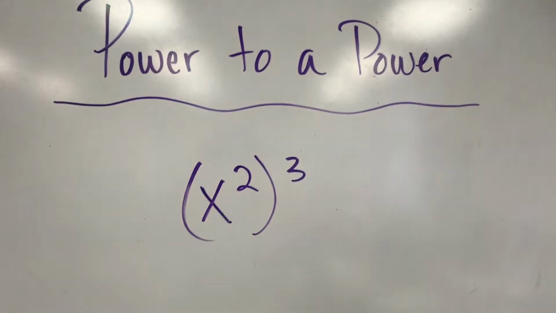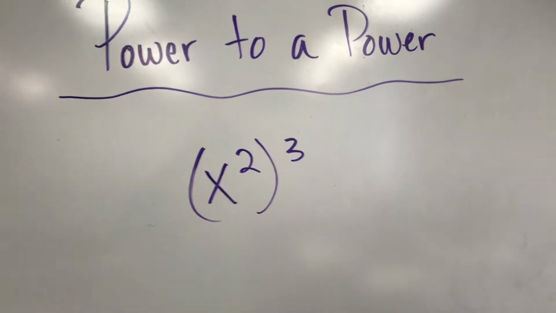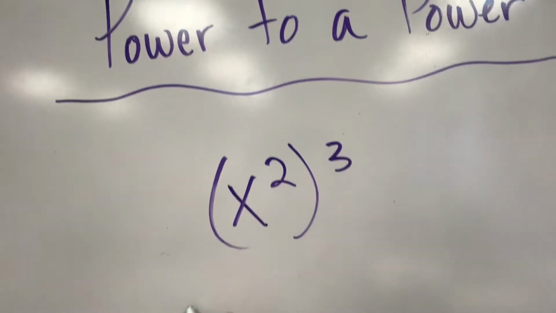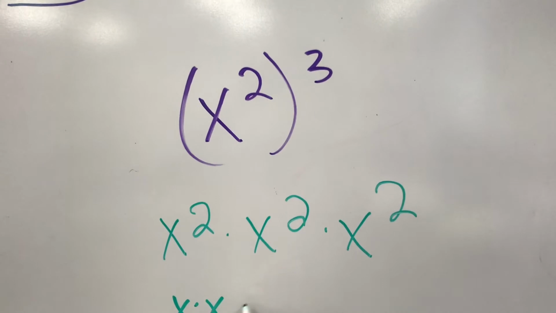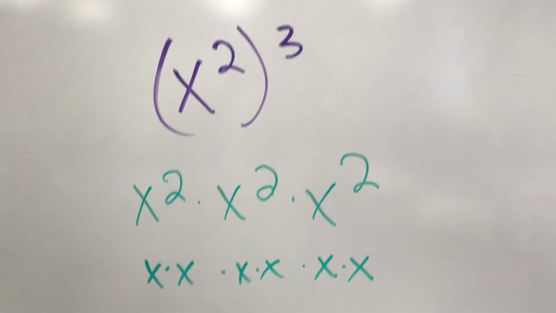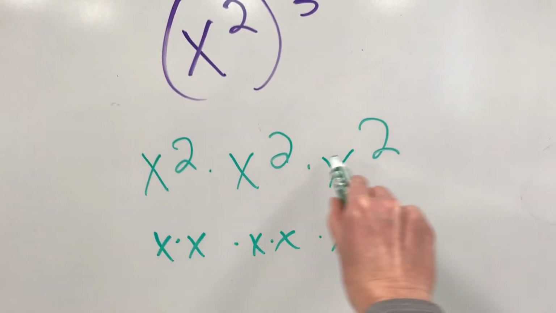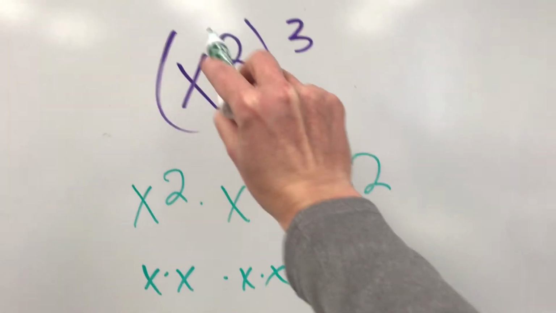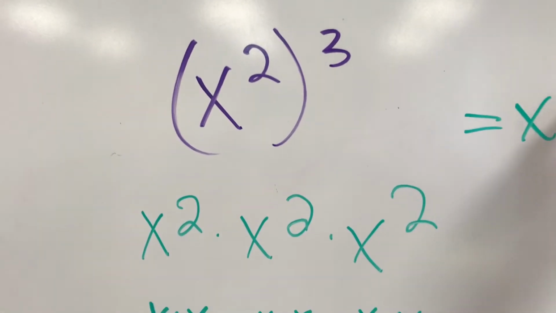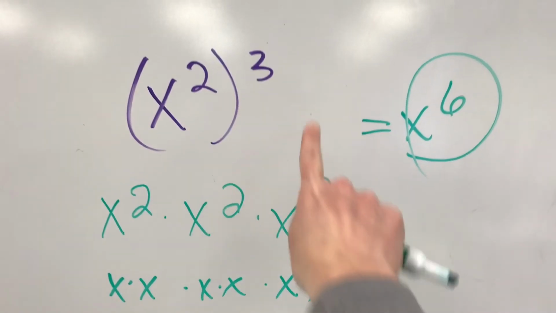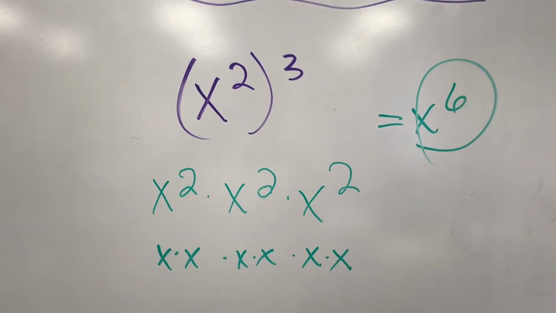Next, we have power to a power. Okay, so if we take x squared to the 3rd power, that's like taking x squared times x squared times x squared. Okay, or x times x times x times x times x times x. This actually is challenging. We have 6 x's there. Okay, and you can look here, we could add those and get 6. But if you look up here, we've got 2 and 3. So this is equal to x to the 6th. So when you're taking power to a power, you just multiply the exponents.